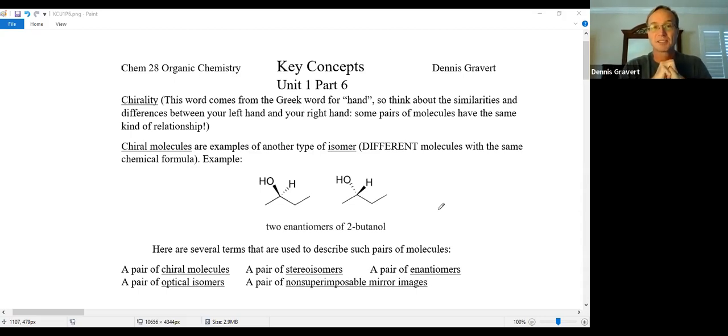Chiral molecules. They are a different type of isomer. Another type of isomer. So remember, isomers are different molecules, but they have the same chemical formula. And then here are two chiral molecules. And you look at these and say, wow, they are incredibly the same. Aren't they the same? 4 carbons in a row, 4 carbons in a row. An alcohol group off of carbon number 2. So they actually have the same IUPAC name, do they?